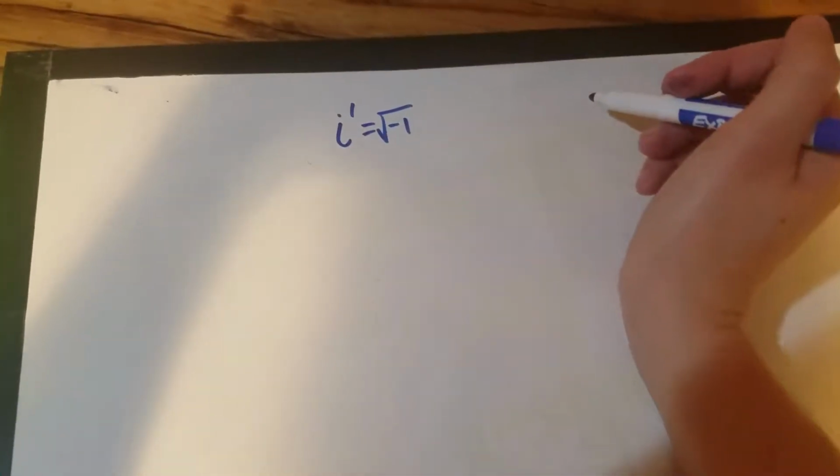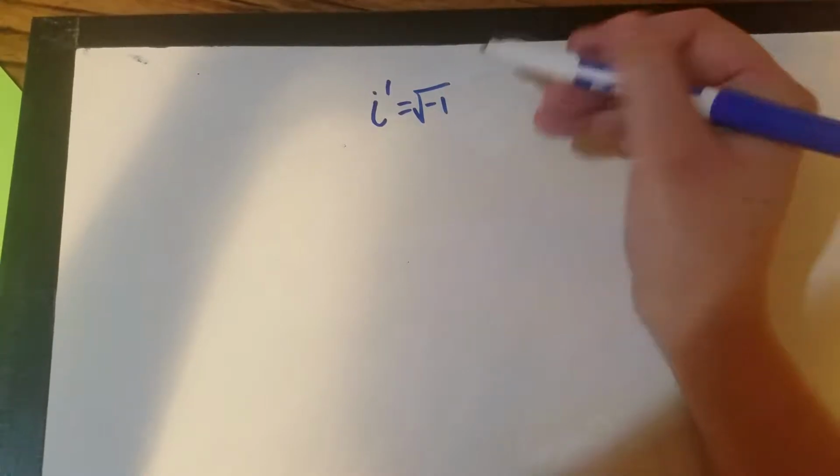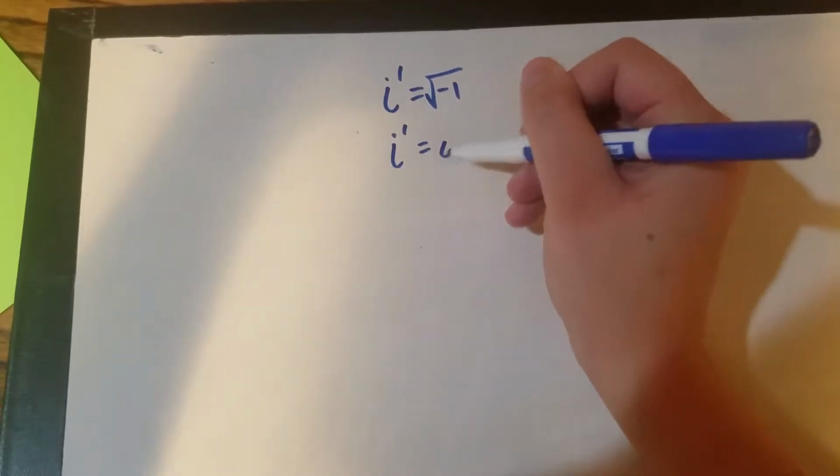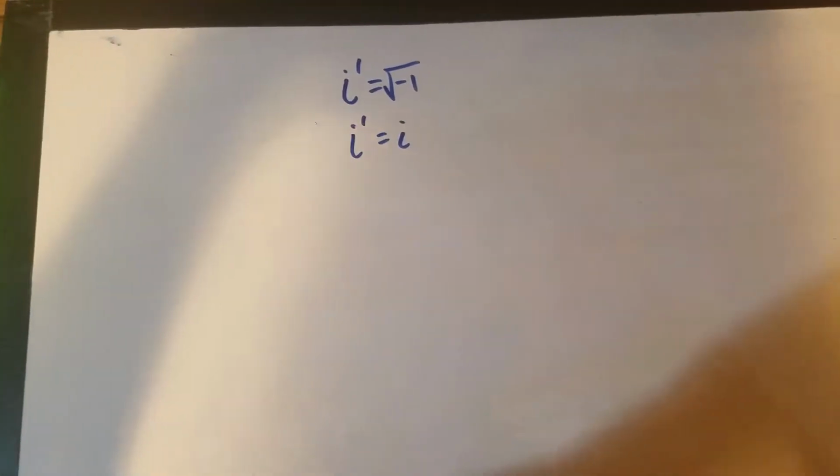All right, this video is going to be pretty quick. We're going to talk about i to the first, which is the square root of -1. So when we talk about i to the first, we're just going to write i. We usually don't write the first power.